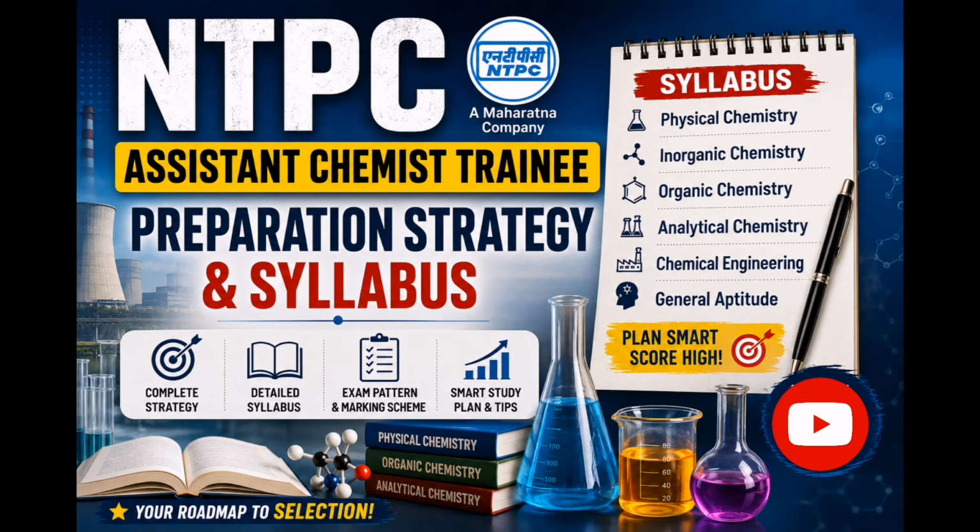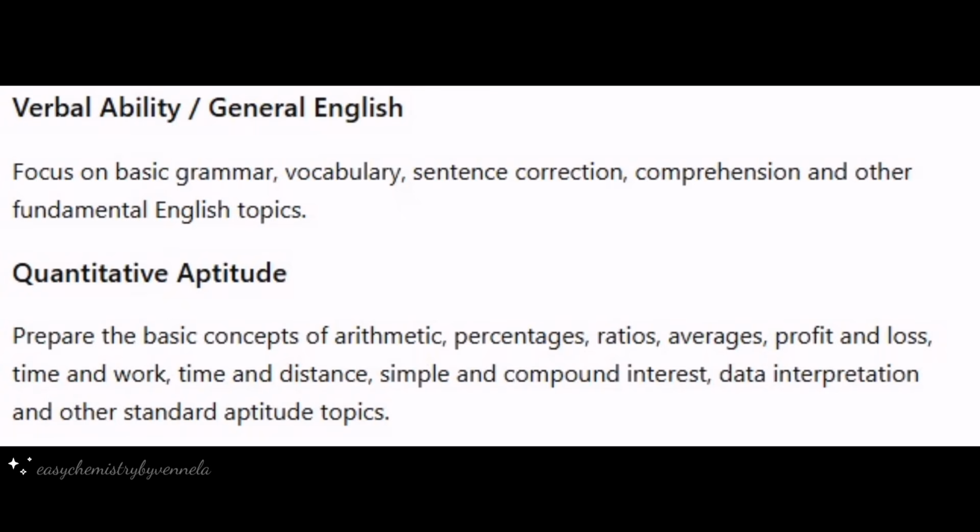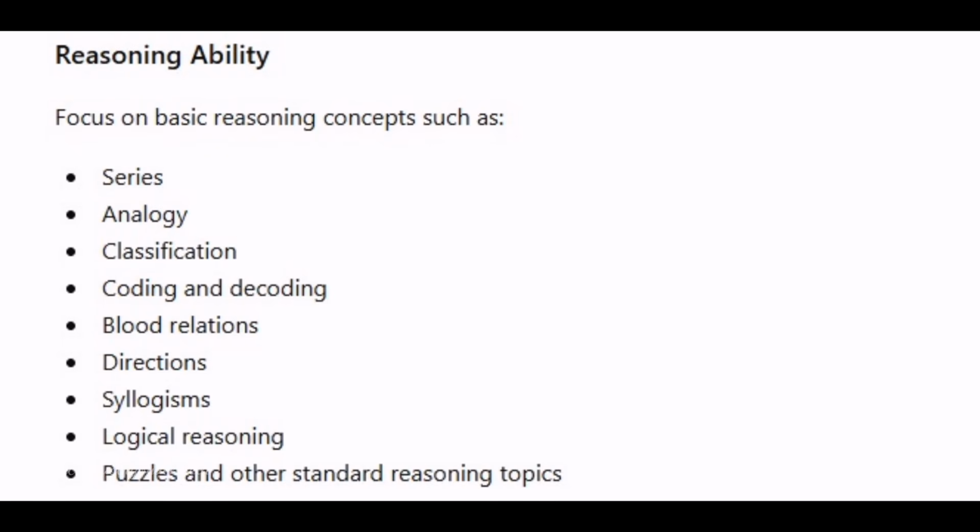For the aptitude section, you don't need to go into very advanced material. The major areas are verbal ability or general English. Focus on basic grammar, vocabulary, sentence correction, comprehension, and other fundamental English topics. Quantitative aptitude: prepare the basic concepts of arithmetic, percentage, ratio, average, profit and loss, time and work, time and distance, simple and compound interest, data interpretation and other standard aptitude topics. Reasoning ability: focus on basic reasoning concepts such as series, analogy, classification, coding and decoding, blood relation, directions, logical reasoning, puzzles and other standard reasoning topics.